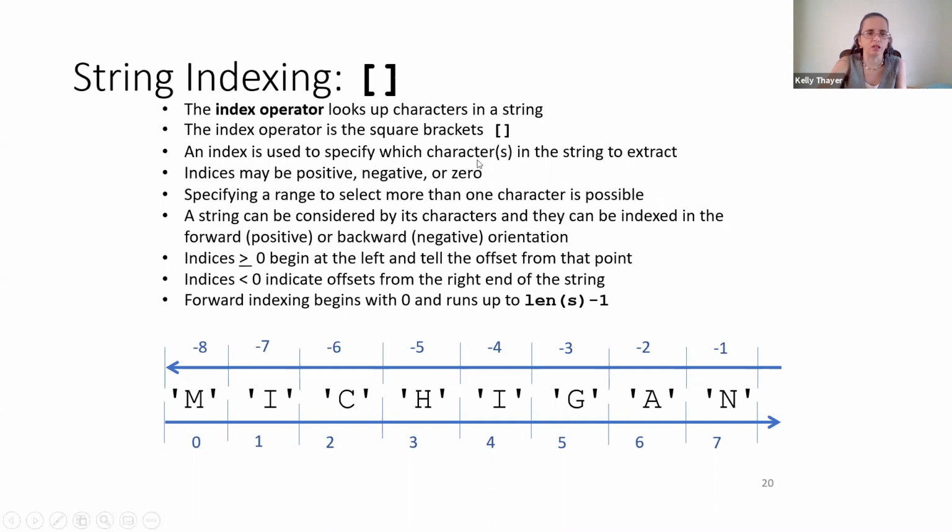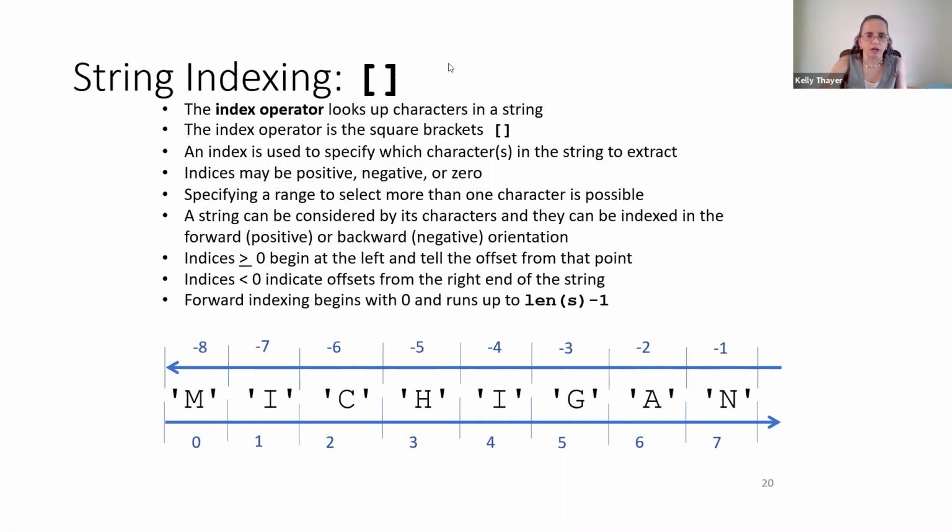The indices may be positive, negative, or 0. We can specify a range to select more than one character. A string can be considered by its characters and then can be indexed in the forward, positive, or negative, backward direction. So here is an example of a string. We have Michigan here, which I've split out into the individual letters, and so we can number these positions in the forward direction or in the reverse direction. Notice that the numbering begins with 0 to indicate that the index of the first position is in fact 0. And here in the reverse direction, there is no 0, because of course we have only 1 zero and there's no positive and negative 0. So we begin with -1 up here and we go back to -8. So when we are selecting our position numbers, we are going to make use of these in order to do that selection.